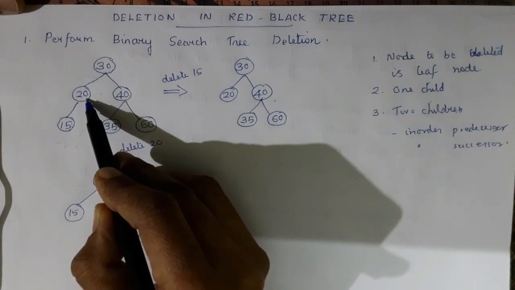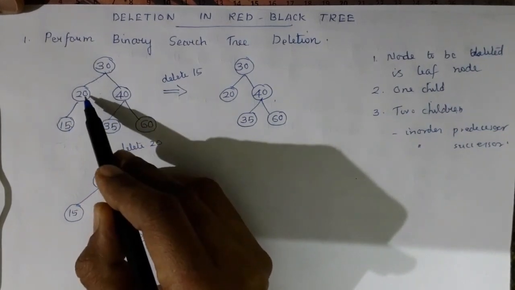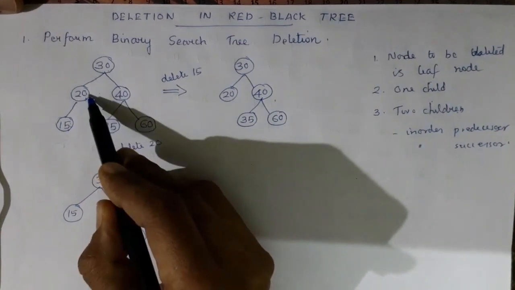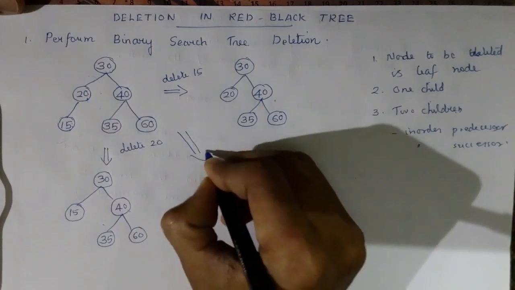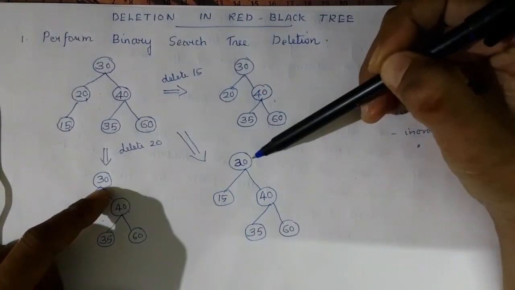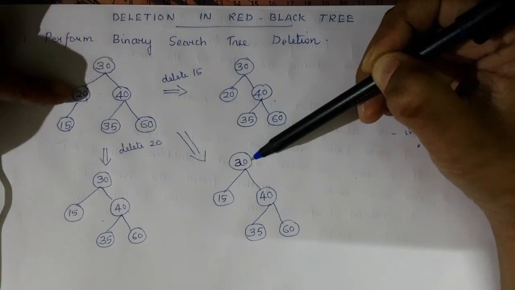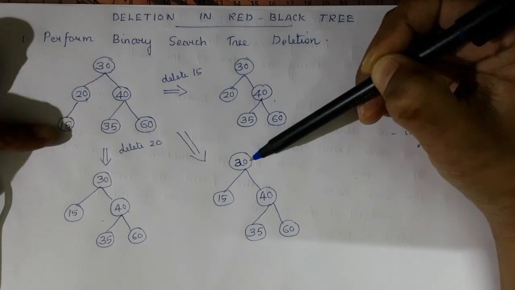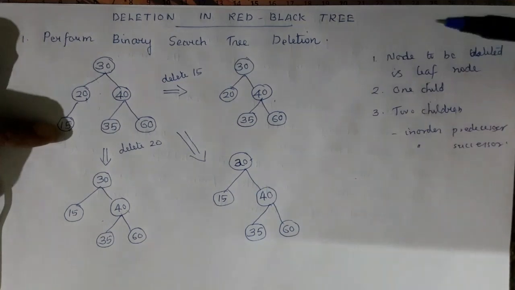Next, this node has only one child. So replace this 20 by 15. So after deleting 30, we get a tree like this. Here 30 is replaced by the in-order predecessor 20. Then 20 is replaced by its child 15. So 20 here and 15 here, and the remaining are the same.